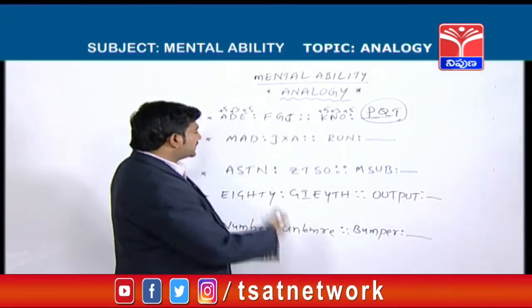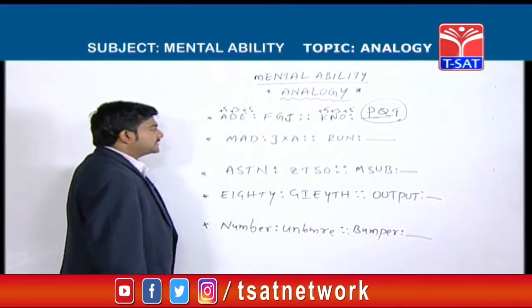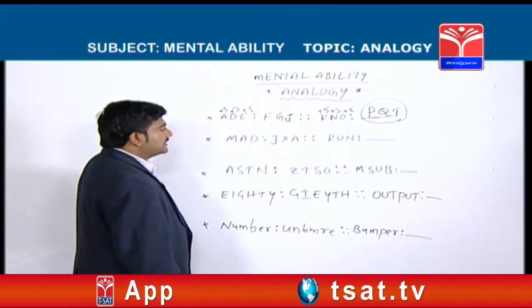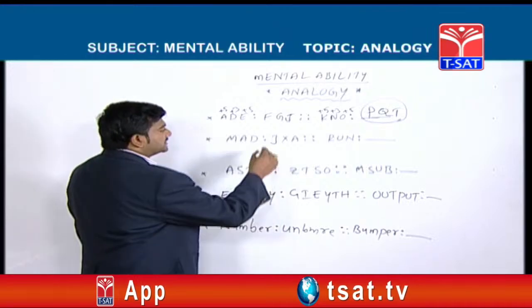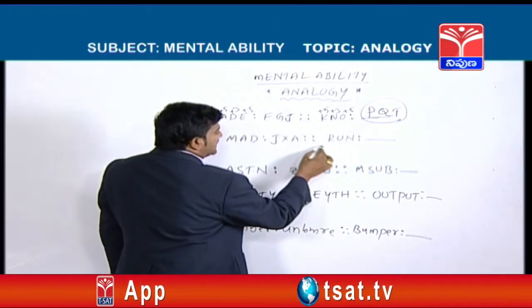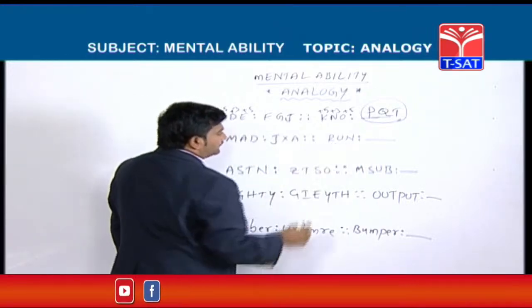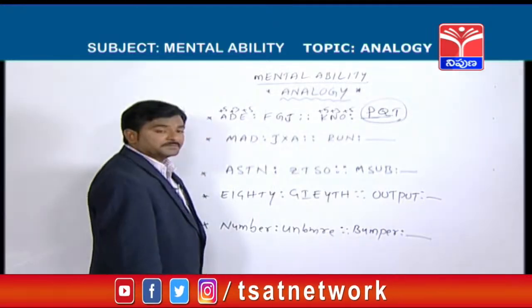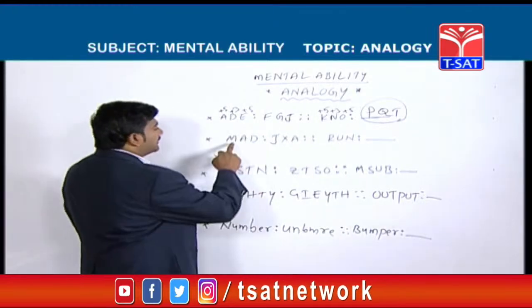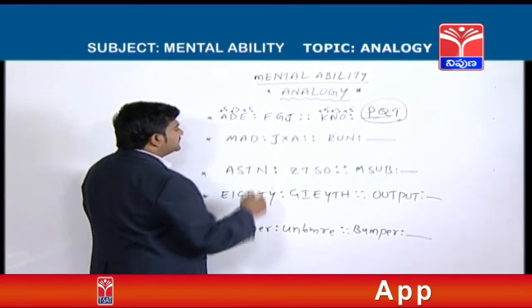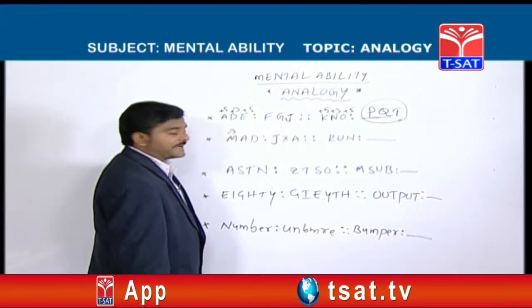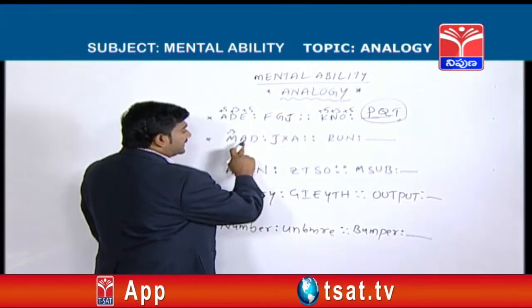P, Q, T. Now we will focus on this. This is something interesting. See, observe here. M, A, D is to J, X, A. This is J, X, A is as R, U, N. R, U, N is to dash. See, observe here. M means 13. J means 10. 13 is written as 10. So clearly minus 3. See, we will keep A aside.